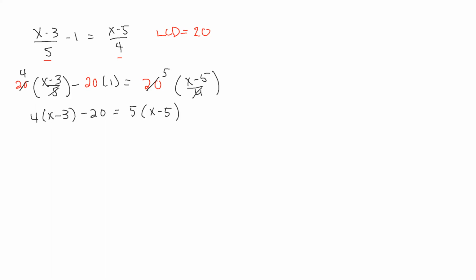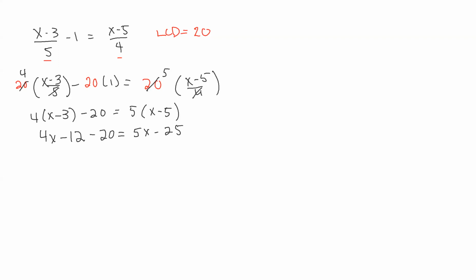So on the left, I get 4 times x minus 3, so I get 4 times x and 4 times -3. Don't forget your minus 20 and your equals. On the right, I get 5 times x, which is 5x. And then 5 times -5 is -25.